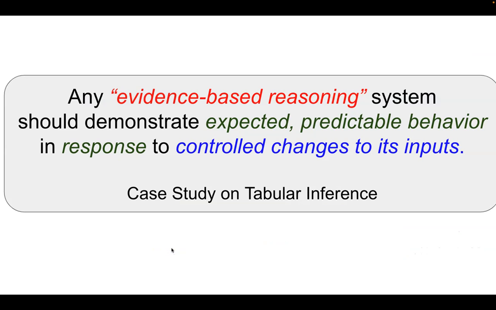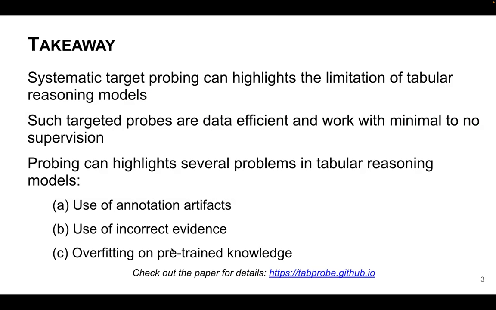Our hypothesis for this work is that any evidence-based reasoning system should demonstrate expected, predictable behavior in response to controlled changes to the input. To verify this hypothesis, we did a case study on tabular inference tasks. The main takeaway of our work is that systematic targeted probing can highlight the limitations of tabular reasoning models. Such targeted probes are very data efficient and can work with minimal or no supervision.